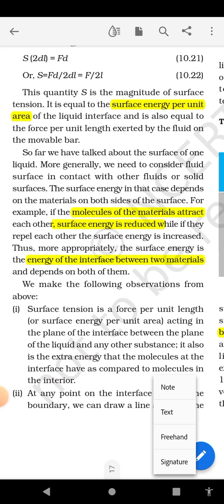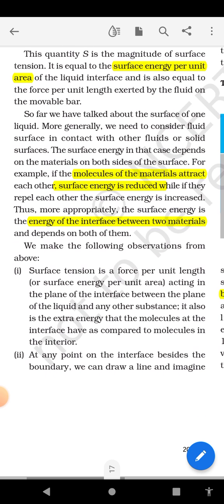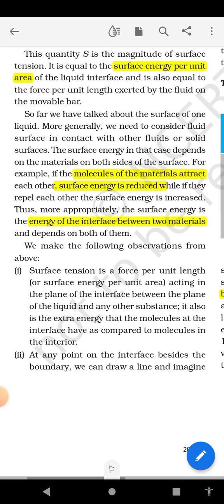We make the following observation from above. Surface tension is force per unit length or the surface energy per unit area acting in the plane of the interface between the plane of the liquid and any other substance. It also is the extra energy that the molecules at the interface have as compared to molecules in the interior.